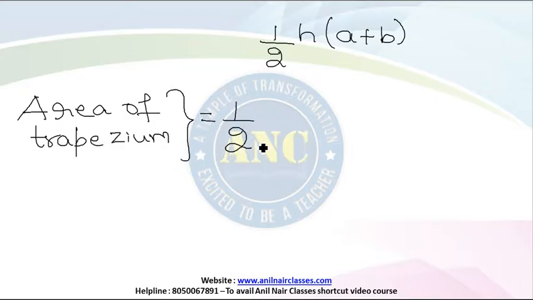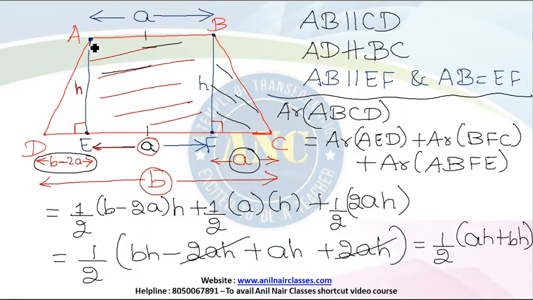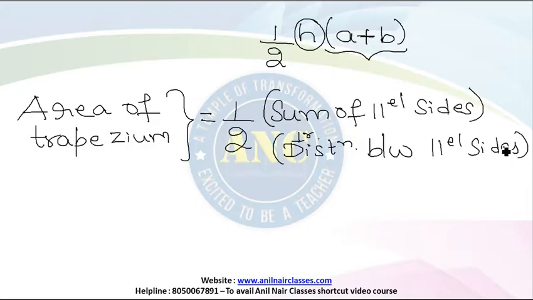equal to half into A and B, which are nothing but the parallel sides. This plus is nothing but the sum of the parallel sides, half into sum of the parallel sides multiplied with H, which is nothing but the perpendicular distance between the two parallel sides. So very important point, area of trapezium is half into sum of the parallel sides into perpendicular distance between the parallel sides. This is nothing but area of trapezium.